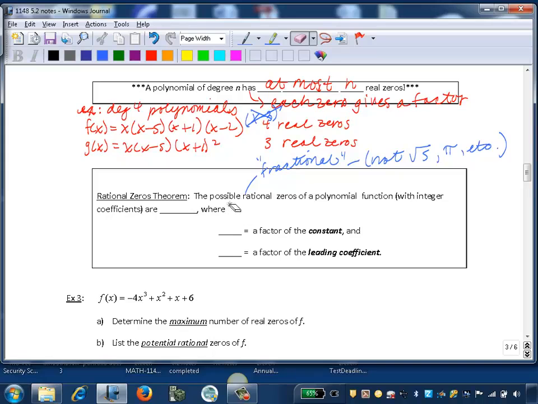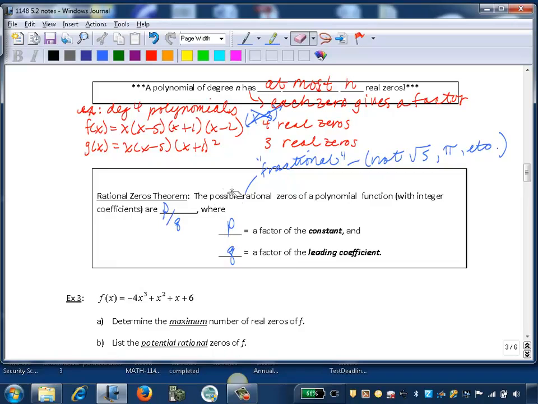So if we want to determine the possible rational zeros of a polynomial function, the function will have to have integer coefficients, but we won't trick you. We'll only use this when we're given polynomials with integer coefficients. We can find the possible rational zeros, and they will be in the form p over q, the fraction p over q, where p is a factor of the constant, and q is a factor of the leading coefficient.